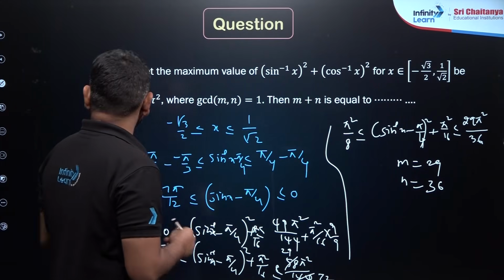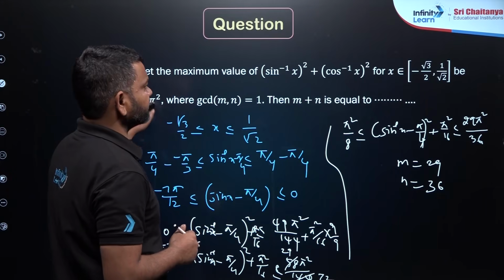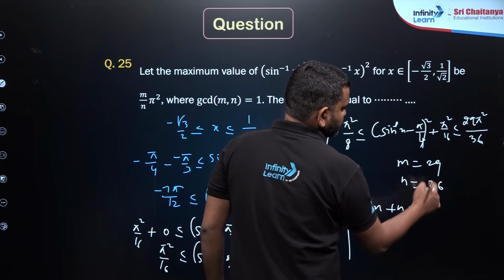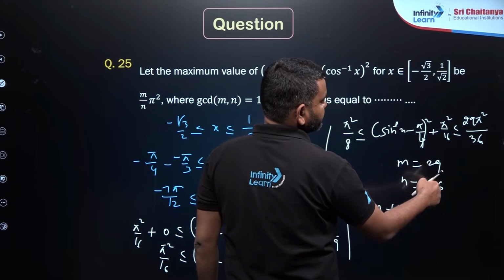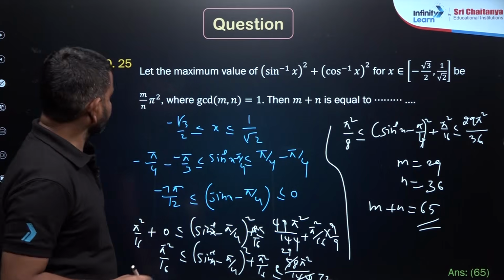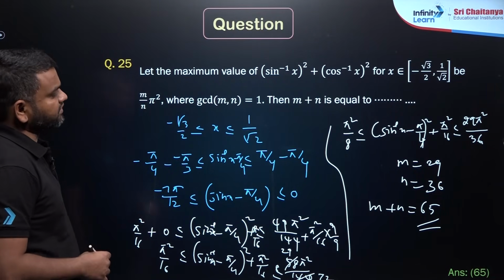If it is 29 and 36, I just have to add m and n here. If I am adding m and n, 29 and 36, 65 is what you are going to get. And yes, 65 is your answer here.